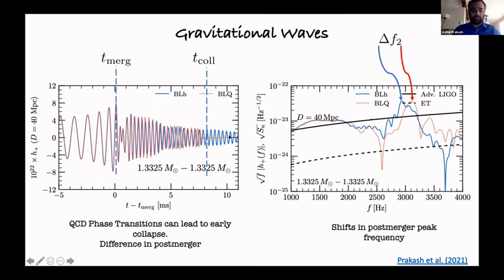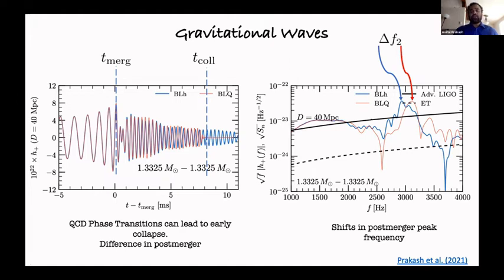This difference in the post-merger is also very visible if we consider the energy spectrum of this signal, that is, the frequency space Fourier transform of this signal. What we find is a characteristic peak frequency, which is characteristic of many neutron star mergers. With the appearance of quarks, we see that this characteristic peak frequency gets shifted by a little amount that we call delta F sub 2. F sub 2 is the name used in the literature to refer to these post-merger peak frequencies. So this is not a new thing which we have observed.